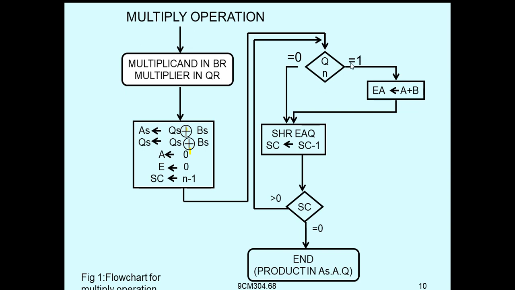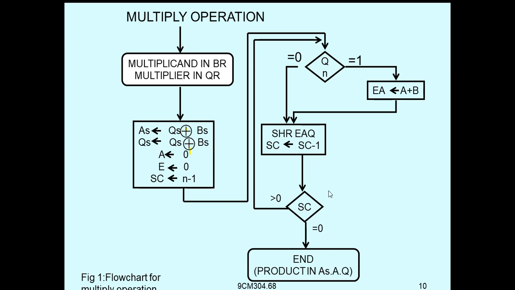Qn equal to 1 or Qn equal to 0. If Qn equal to 0, then directly we have to perform the shift right operation of EAQ, and simply decrement the sequential counter. Then once again we have to check whether it is 0 or not. If it is 0, end the process. If it is not 0, once again it goes back to this step.